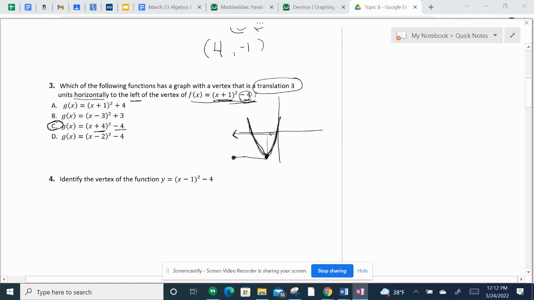Number 4 says identify the vertex of the function y equals x minus 1 squared minus 4. Again, because it's in vertex form, I can just find that vertex by saying it's the x and the y value. X is the one that's trapped. Y is the one that's outside by itself. However, remember the one that's trapped, we have to go opposite what it says. So since it's negative 1, we're going to write positive 1. And the y value stays the same, negative 4.